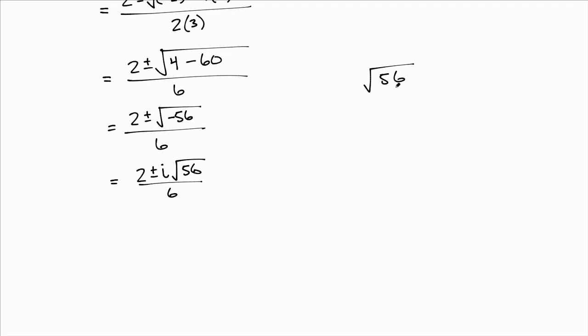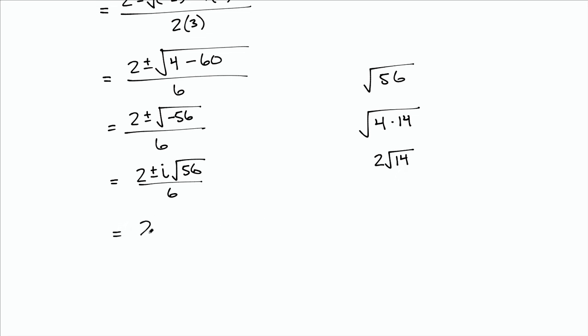When you're doing a square root of a number, you'd like to find any perfect squares that exist in it. And 56 is 4 times 14. And 4 is a perfect square. So this is 2 times the square root of 14. Okay. Now, square root of 14, that doesn't simplify at all because 14 doesn't have any perfect squares in it. It's just 2 times 7, both of which are not perfect squares.